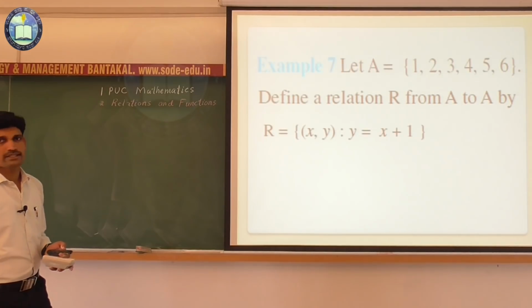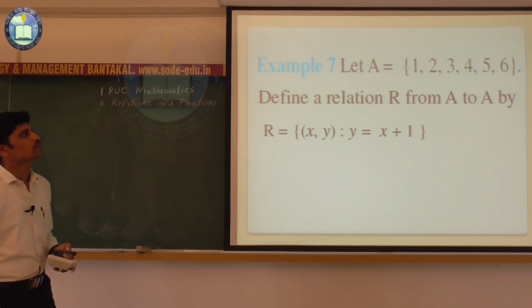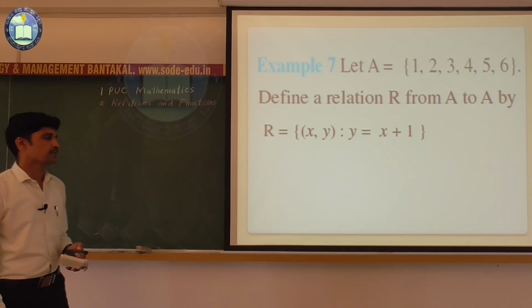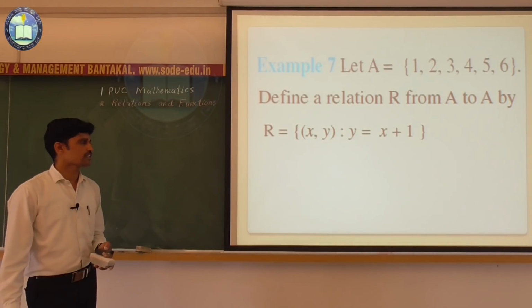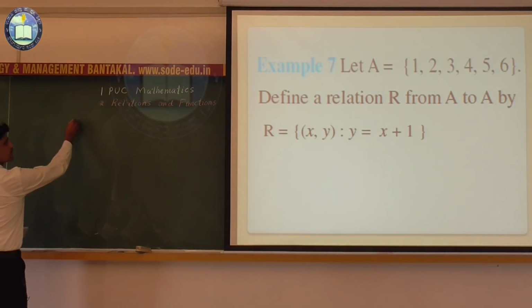Now we have an example here, example 7 in our NCERT textbook. Let the set A is equal to 1, 2, 3, 4, 5, 6. Define a relation R from A to A by R is equal to set of all x, y such that y is equal to x plus 1.